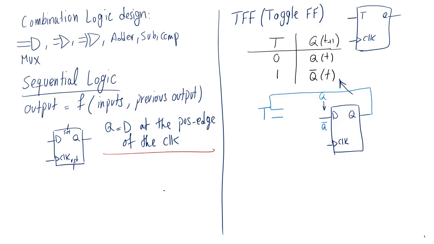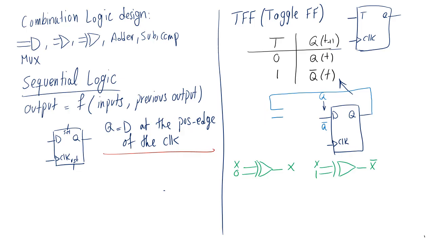Now, how do I make that logic with T? Well, if you remember, we said that XOR has a very interesting property. If I XOR a signal with a 0, I'm going to get the signal X. And if I XOR the signal with a 1, I'm going to get X bar. Okay, so I want to get a Q and Q bar. So X is really my Q, and T is really my 0 or 1.